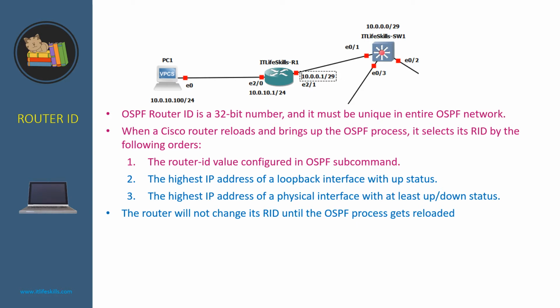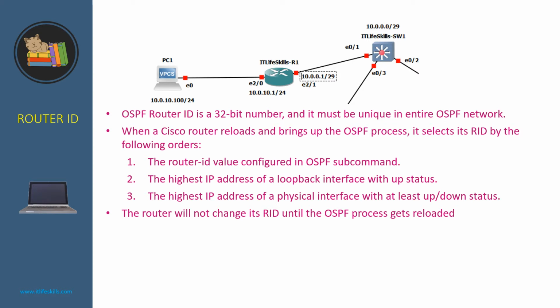If it's not configured, then it will pick up the highest IP address of a loopback interface with the up status. If there is no loopback interface, then it will pick up the highest IP address of a physical interface with at least up and down status, and the router will not change its router ID until the OSPF process gets reloaded.